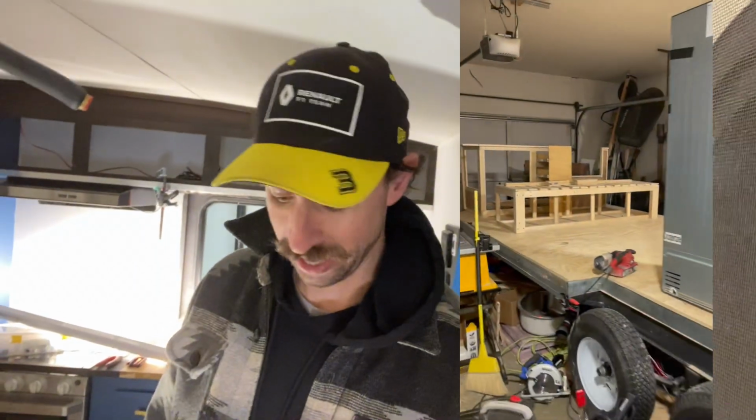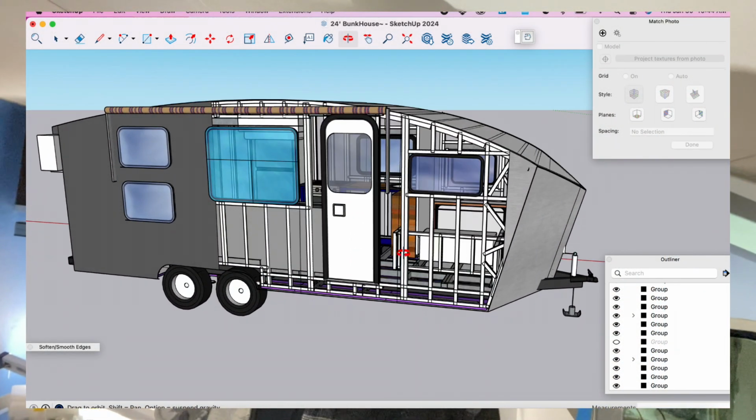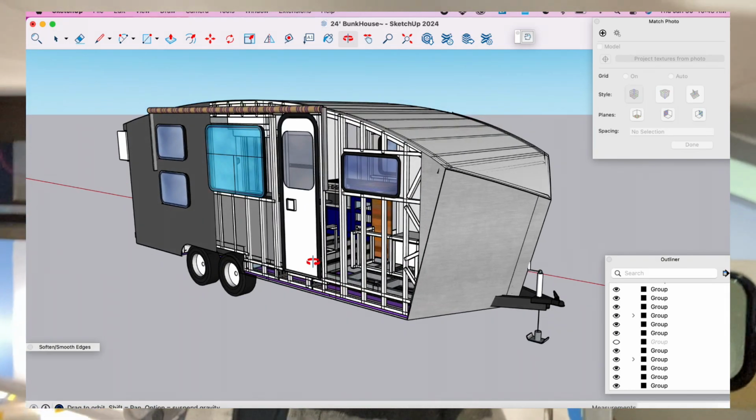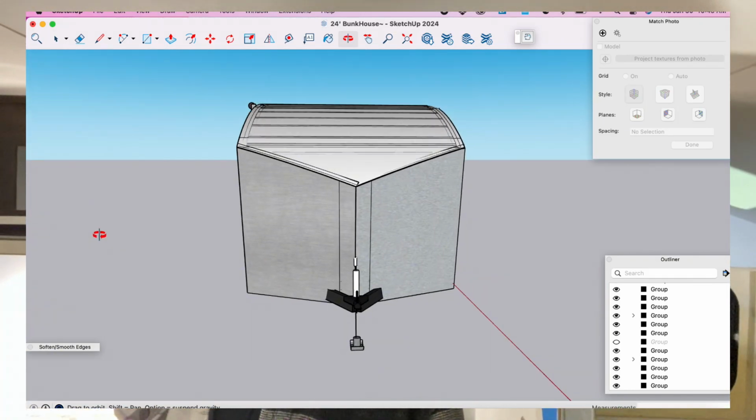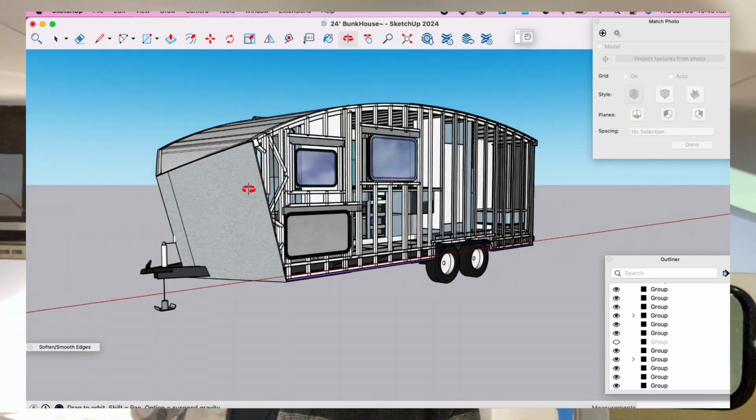So from there, how did I build this? I designed the whole trailer around that 24-foot frame in a 3D design program, CAD program called SketchUp. Now, SketchUp's not your traditional 3D design program. It's often used in architecture and a lot of other things, but it really worked out perfect for me.